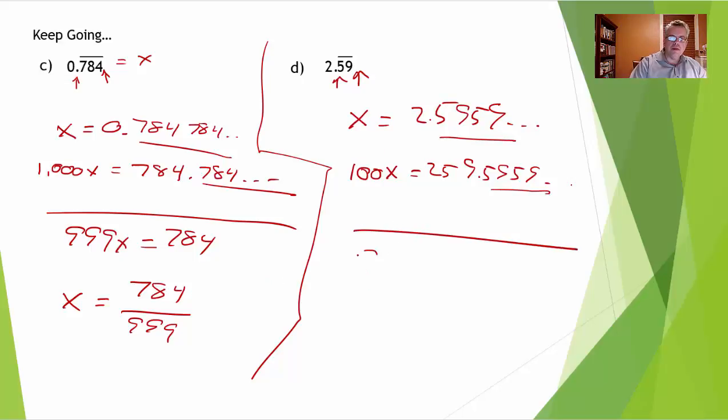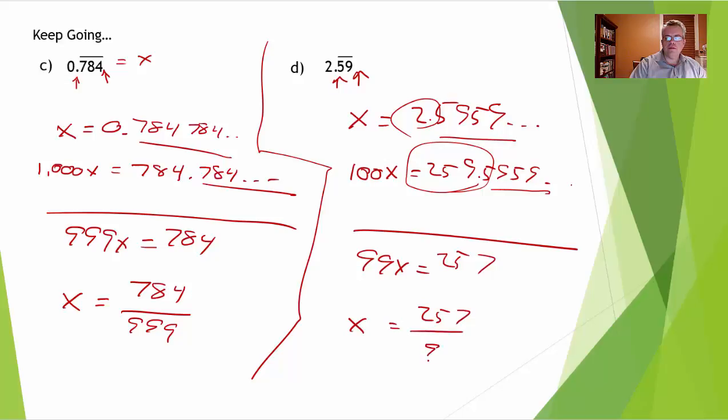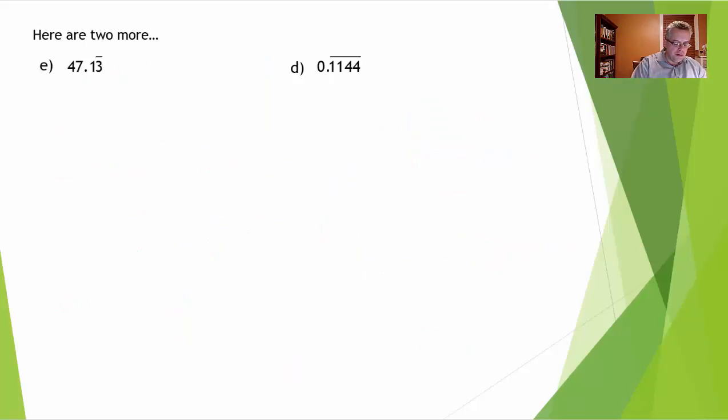That's the reason why we're doing this. Then subtract. We get 99x equals. Those are gone, and I just have 259 minus 2, which is 257. So we'll finish it off. 257 over 99. Okay. We've got 2 more quick examples. But really these are kind of the same thing here. Nothing new. Just got to decide what to multiply by.